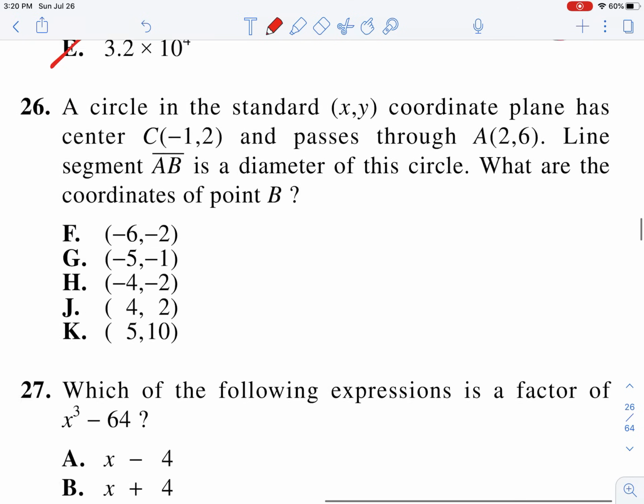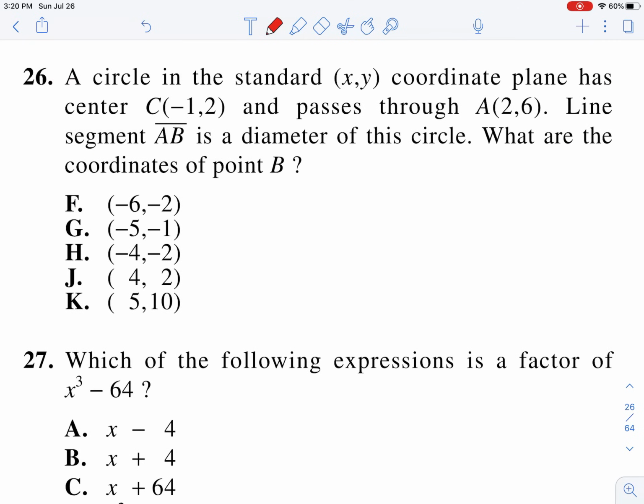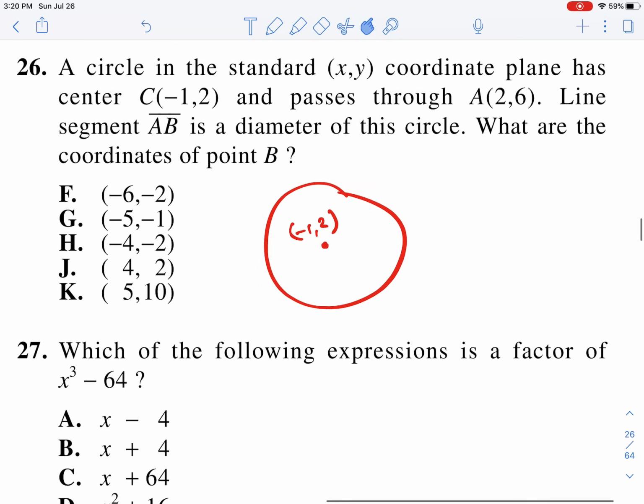So you do this times this. That's your answer. A circle has center negative 1, 2 and passes through this point. What are the coordinates of B? Okay, so let me draw this out. Visualization is always a great idea. The center is negative 1, 2, and it also passes through the point 2, 6. Let me actually graph this. It would be a bit easier to visualize things that way. So let's graph it.